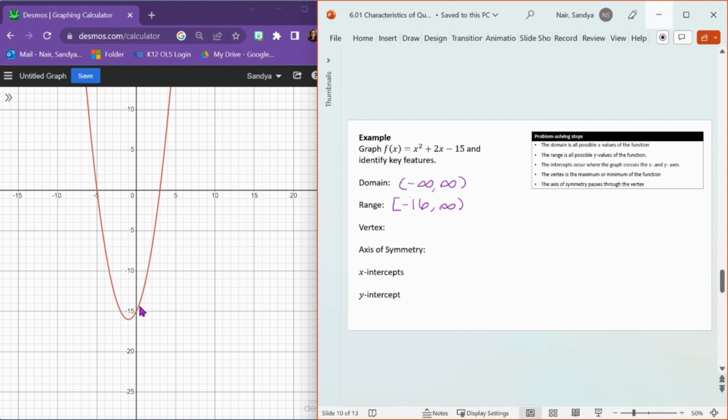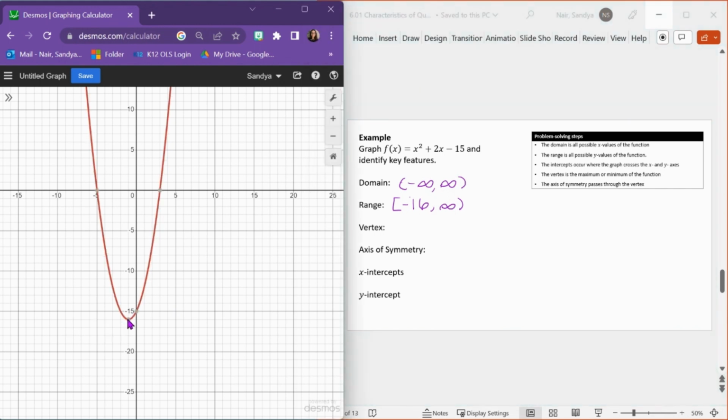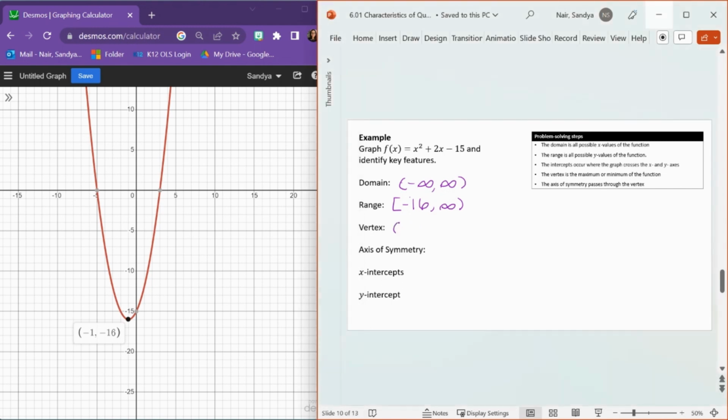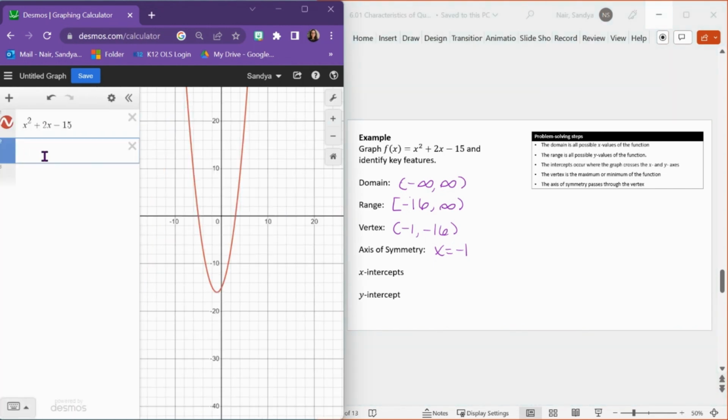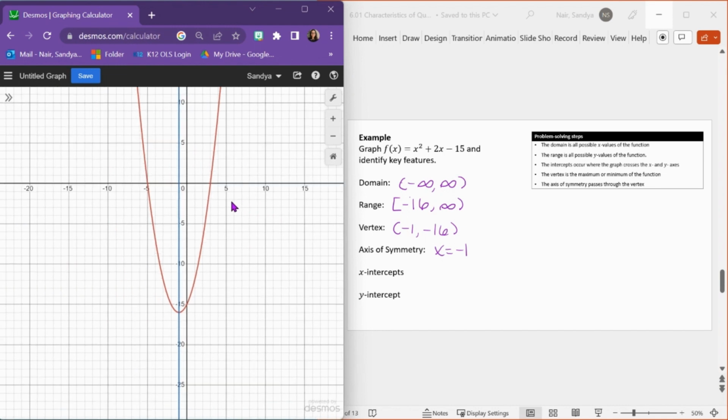So the vertex you can see here is that lowest point on my parabola, and if I click on it in Desmos, it gives me the coordinates. So the vertex will be at (-1, -16), and then that means my axis of symmetry is going to pass through that point, right? So remember the x-coordinate tells me the axis of symmetry, so it's going to be x equals -1. And if you want to check that, you can actually just type that into Desmos and see that it does in fact cut your graph in half.